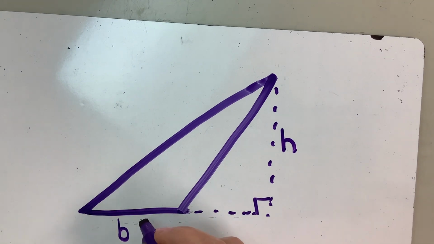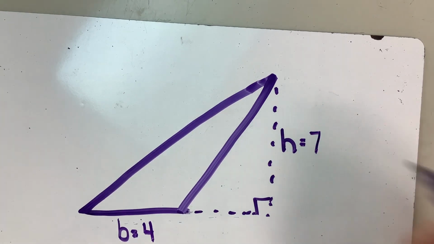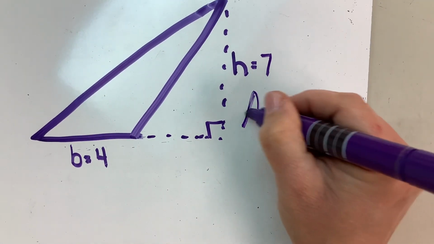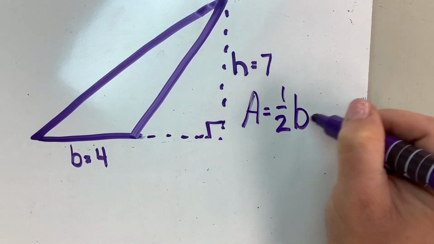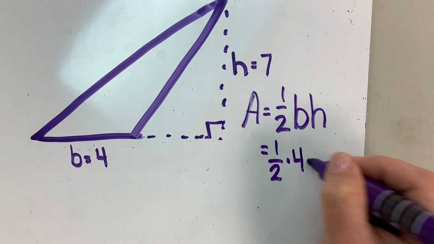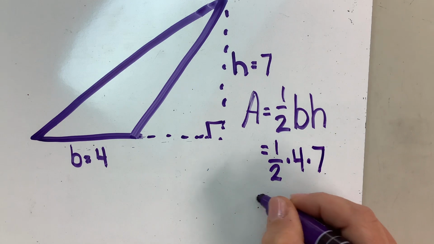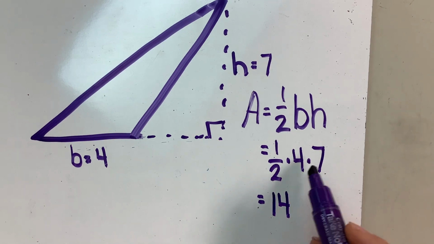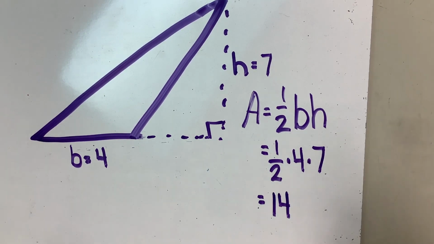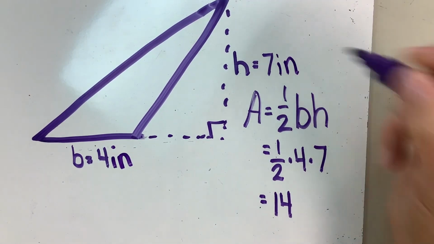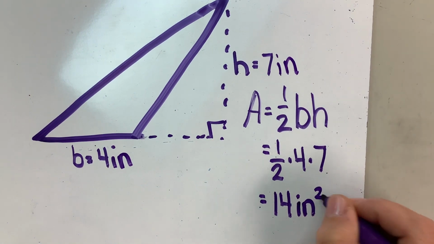This is our base. So if our base is 4 and our height is 7, we're going to again write our formula. So area equals 1/2 base times height. We're going to keep that 1/2. We're going to fill in our base of 4 and our height of 7. Half of 4 is 2, and then 2 times 7 is 14. You could have done 4 times 7 is 28 and cut that in half. Either way, you're going to get the same answer. And this one we're going to say is inches. So to get the complete amount of credit, inches squared.